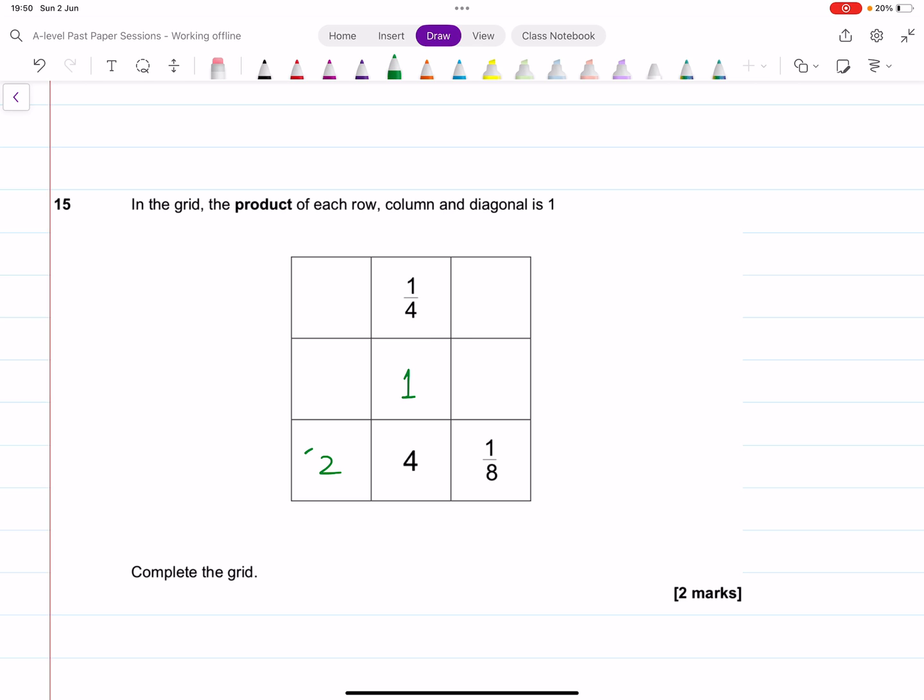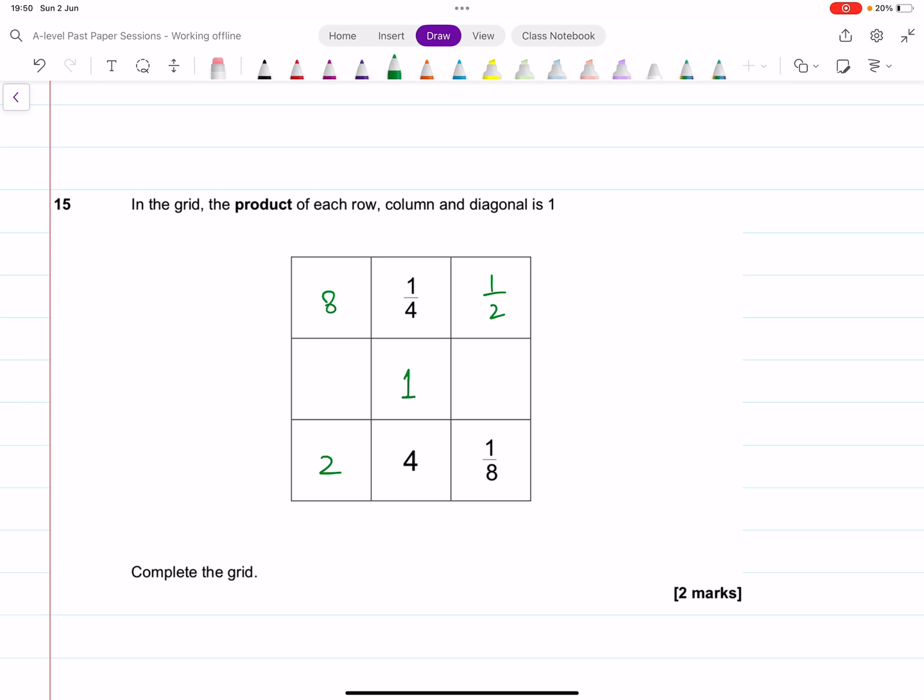Okay, what can we do next now? Now we've got this diagonal. We know two things on this diagonal already. 2 into 1, that's 2. What should we have here so that the product is 1? 2 into 1 over 2 is going to give us the product 1. Okay, so this should be 1 over 2 then. All right, now what about this row, for instance? 1 over 4 into 1 over 2, that is 1 over 8. So what should we have here to make the product 1? 1 over 8 is the rest of it. So if we have 8 here, 8 into 1 over 8, that's going to give us 1.